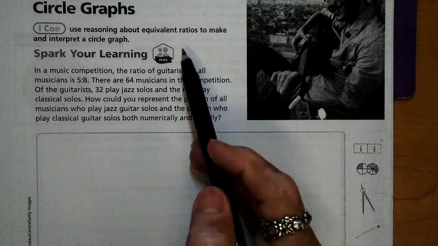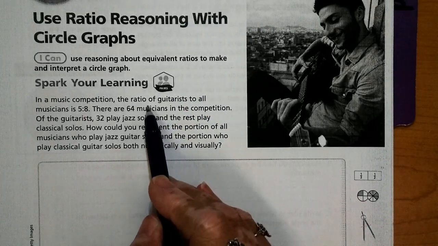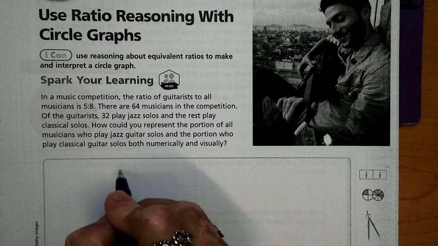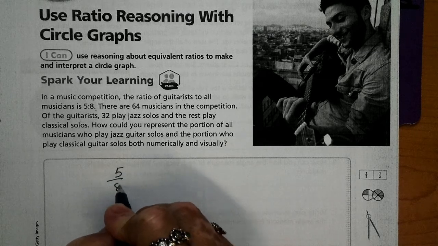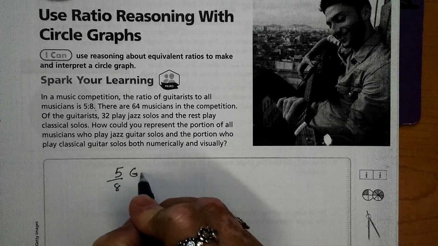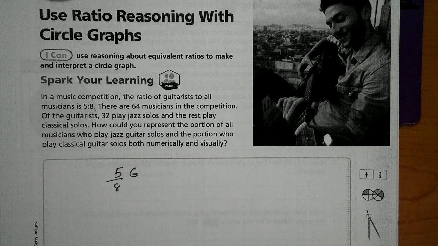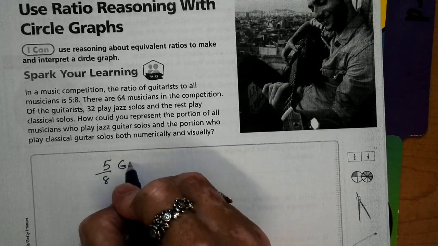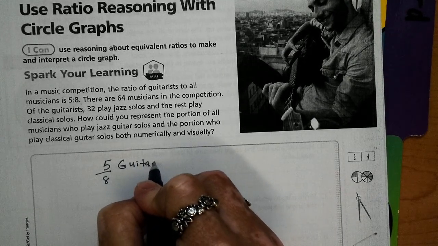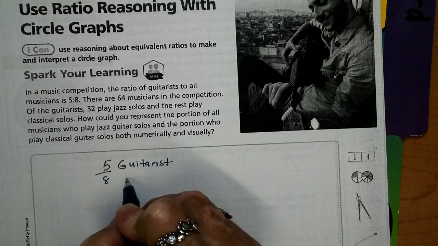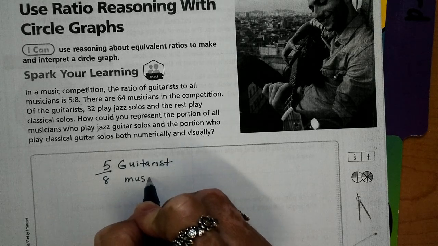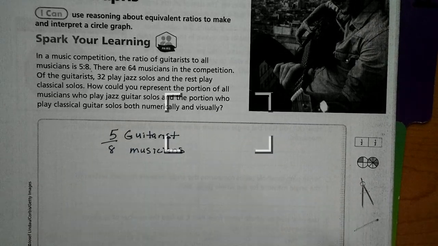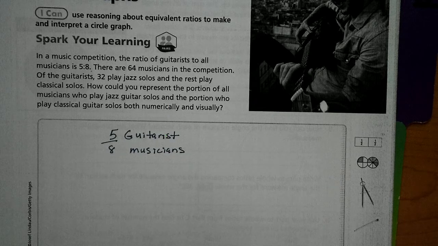All right, so in a music competition, the ratio of guitarists to all musicians is 5 to 8. So that's the first thing we're going to write down, right? 5 to 8. And these are guitarists. And then these are musicians. All right. It says there are 64 musicians in the competition.